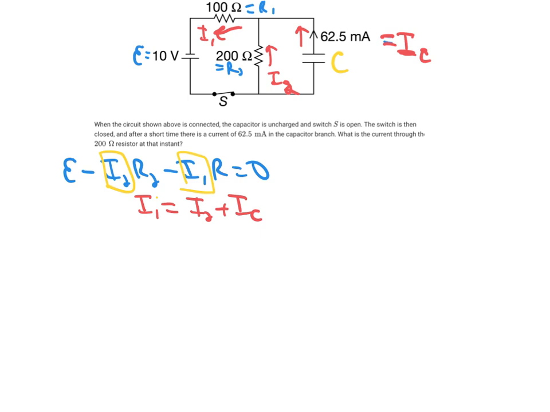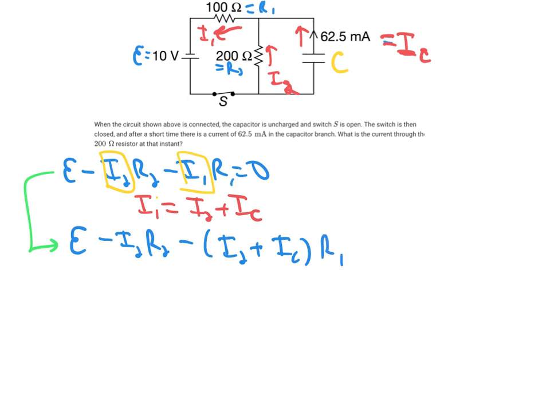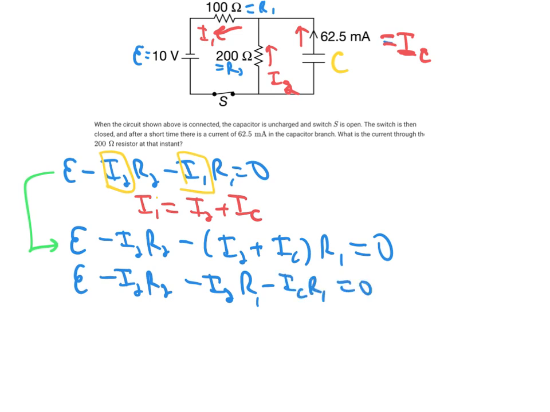Probably the best thing is to eliminate I1. So we go back to this first equation and we say the EMF minus I2R2 minus, and now we know that I1 is I2 plus the capacitor current times R1 has to be 0. We're looking for I2, so I'm going to distribute because I can't do it in my head without hurting myself. And then let's bring I2s over to their own side.